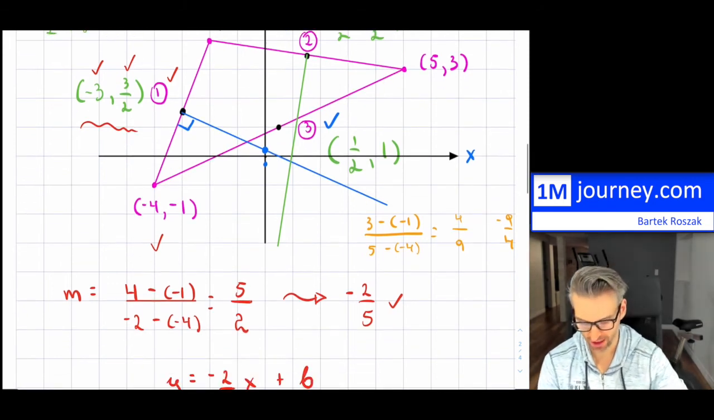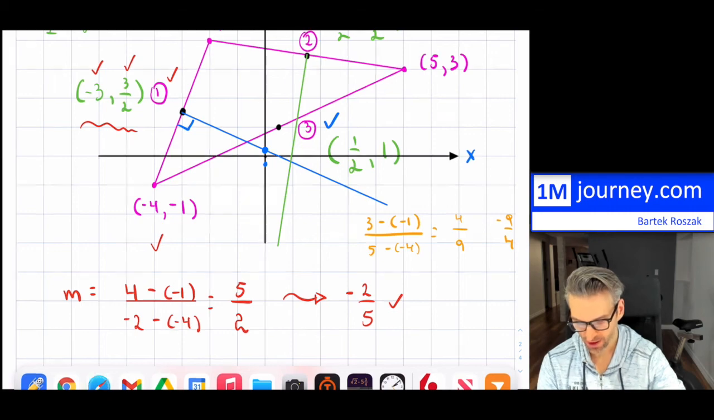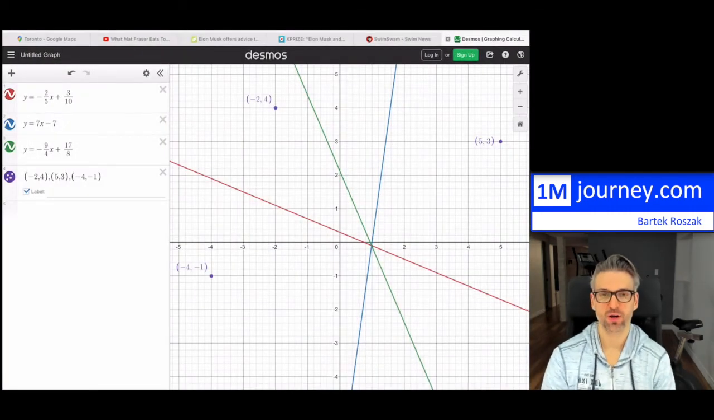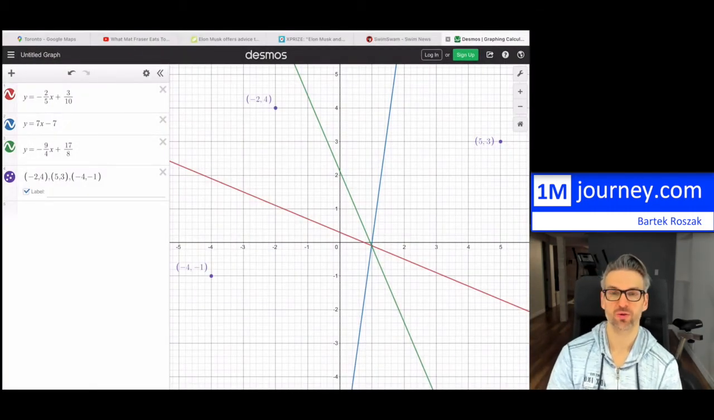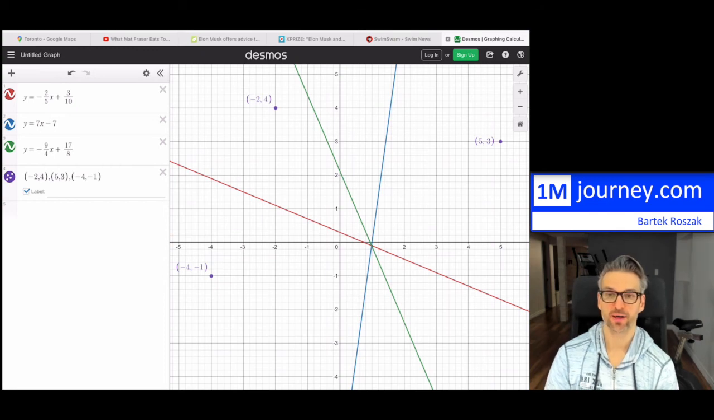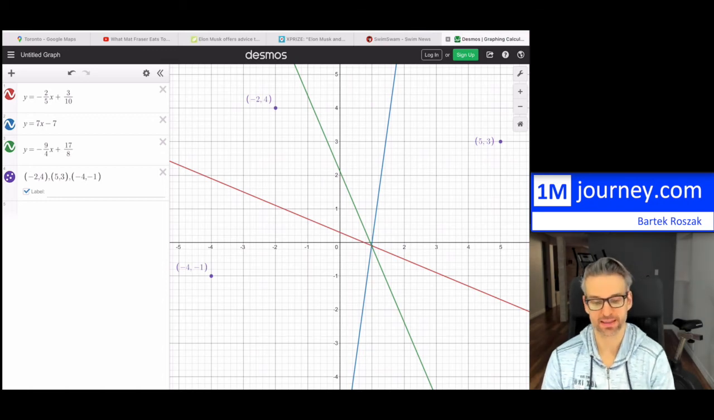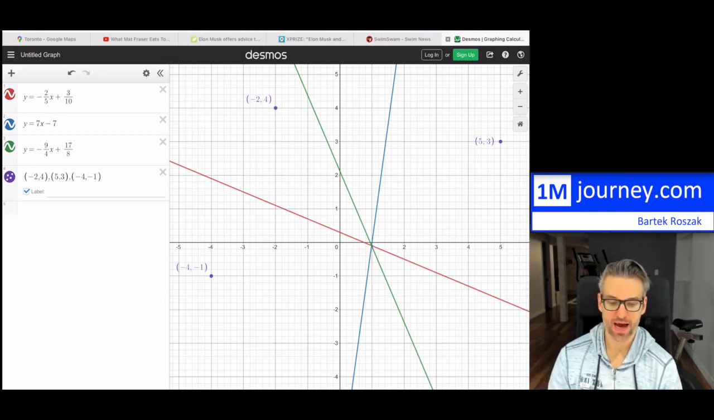Now what I've also done is to show you visually. Using Desmos, I plotted the 3 lines, so you'll see that on the left. I plotted the 3 points: (-2, 4), (5, 3), and (-4, -1). I put those into Desmos, so you have them there labeled. And notice that the 3 lines are the perpendicular bisectors. And notice where they meet. Where they actually meet is the circumcenter.